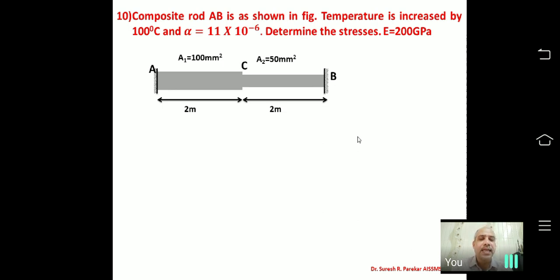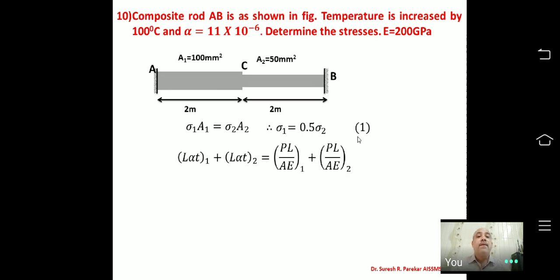As temperature is increased, both the bars will try to expand. How much will they expand? If I keep them free, then they will expand by delta L, which is equal to L alpha T1 plus L alpha T2. So this much deformation will be there if I keep them free to expand. But we are going to prevent them. So to prevent them, whatever force we require, let us call that P. Now you can see for AC also we have force P and for CB also we have force P.